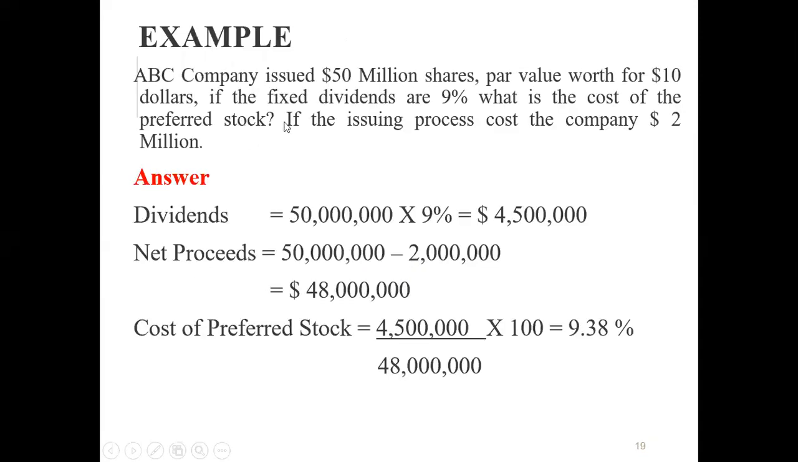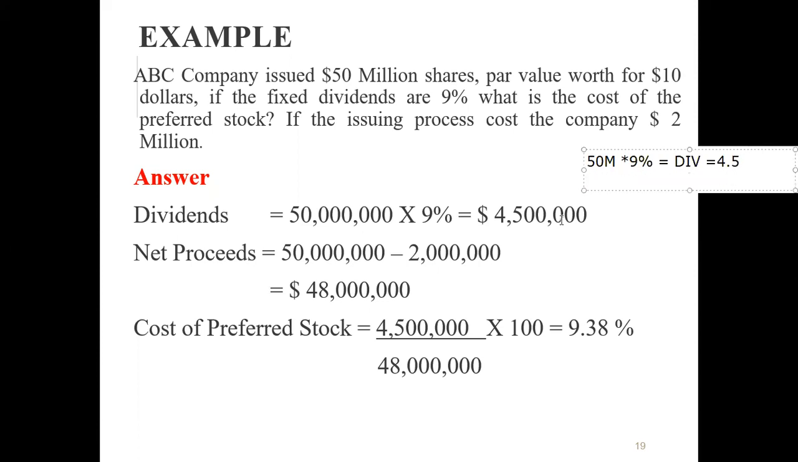So let's see here, an ABC company has 50 million in shares, par value is $10, and you need to find the cost of preferred stock. So the cost of preferred stock is very simple. If you see here, it is the 50 million, and from this 50 million I'm going to pay only the 9%, and these are the dividends that we are going to pay to the people who have shares of preferred stock. So it will give us 4.5 million out of the 50 million.